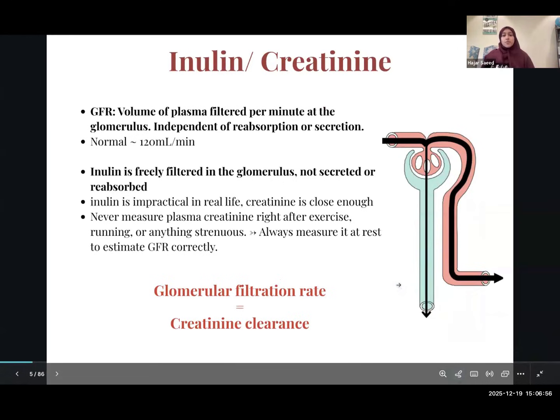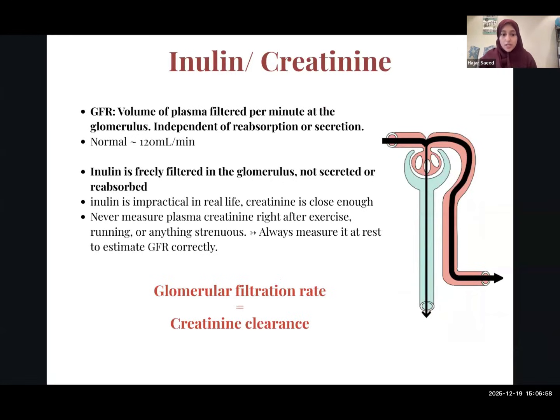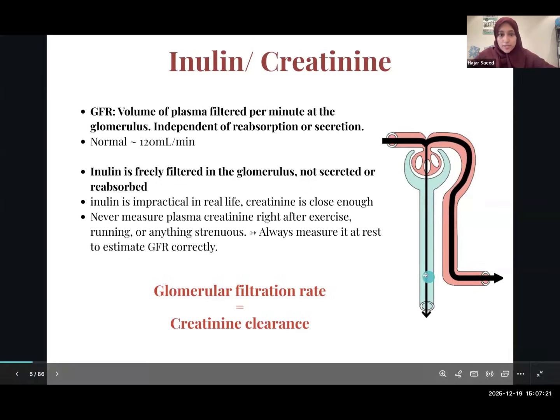Inulin is impractical to use in real life because we have to infuse it over a 24-hour period. So creatinine is better because it's endogenous, it's already in the body, and it's already made by the muscles continuously. So we use creatinine to estimate GFR, or glomerular filtration rate, and the normal amount is 120. Another thing is because it's secreted by the muscles constantly, it's not good to do it right after exercise because the creatinine will be super high and you'll think this person's GFR is really low and they have a problem, but it's not actually that. Just measure it when people are at rest.